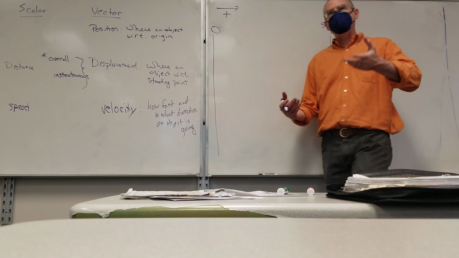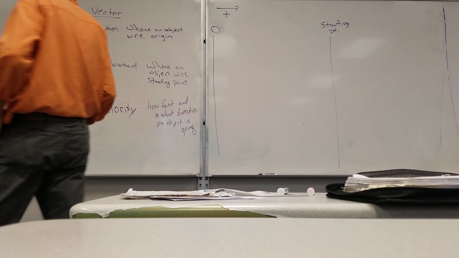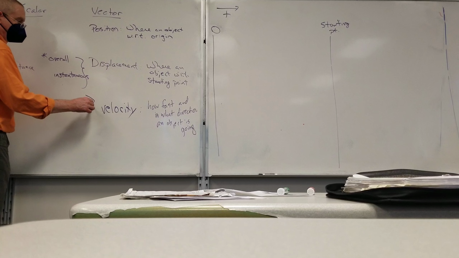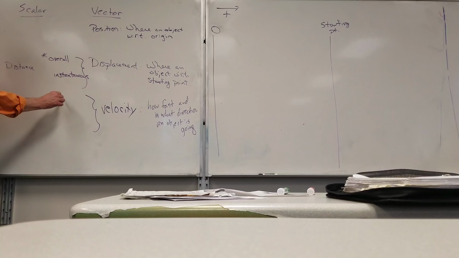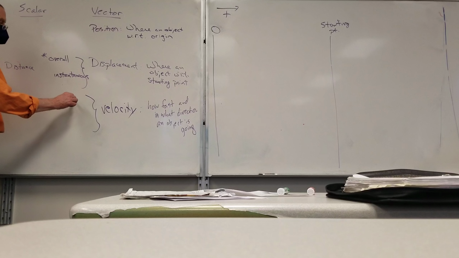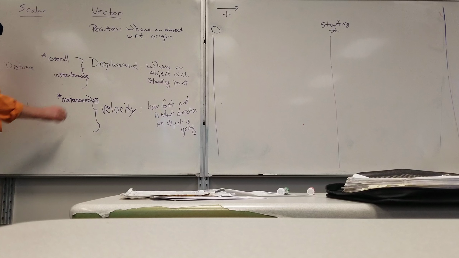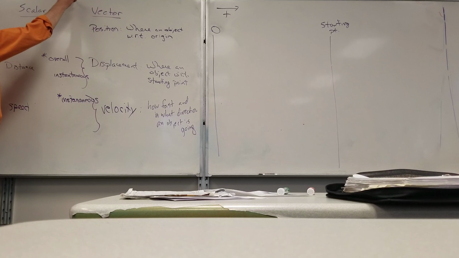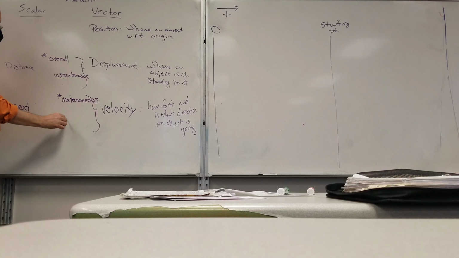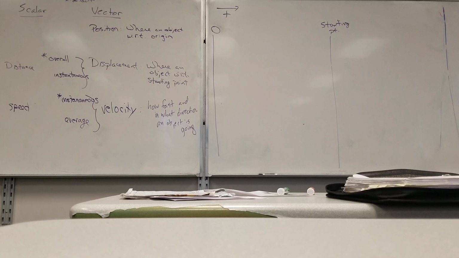Now we have two different types, and one's going to be default. So velocity, the default is instantaneous. That's my default. And the other one is average. So if I want average velocity, I will specify average. If I just say what's the velocity, I'm talking about instantaneous.